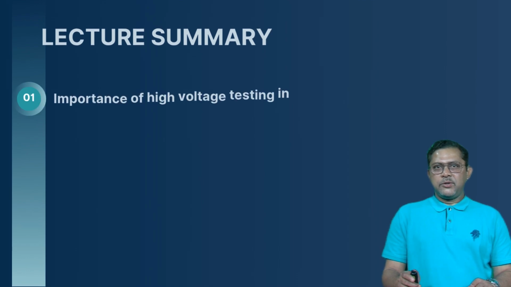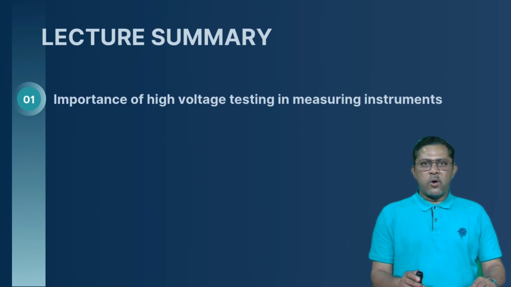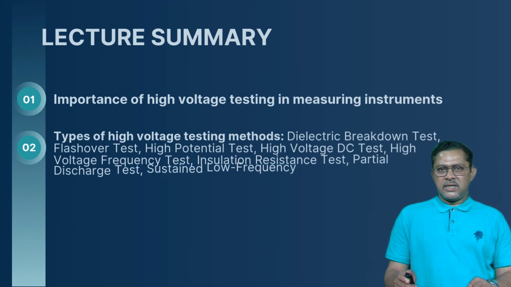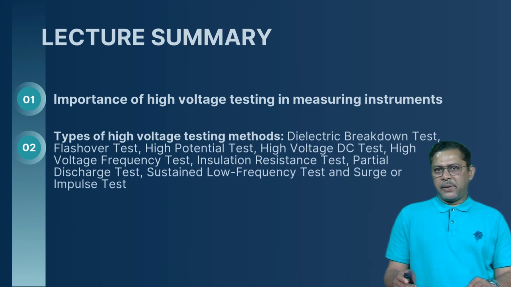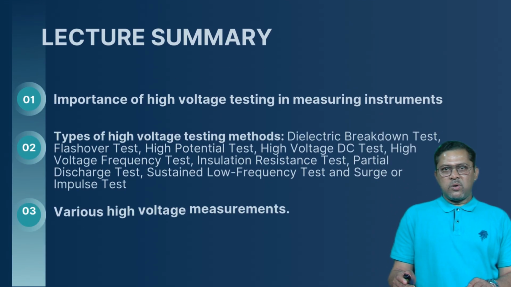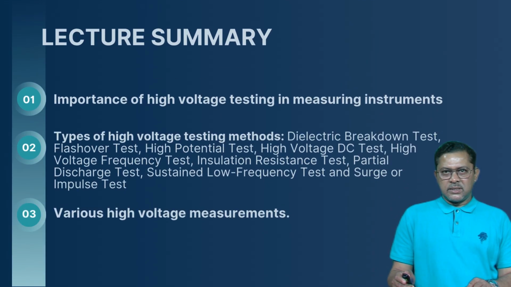So learners, in today's session we have discussed the importance of high voltage testing in measuring instruments. We have also learned about several types of high voltage testing methods like dielectric breakdown test, flashover test, high potential test, high voltage DC test, high voltage frequency test, insulation resistance test, partial discharge test, sustained low frequency test, and surge or impulse test. We have also learned about various high voltage measurements.